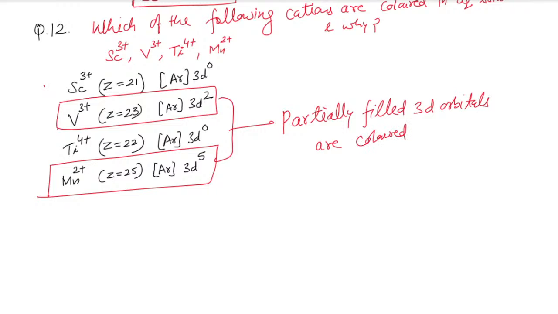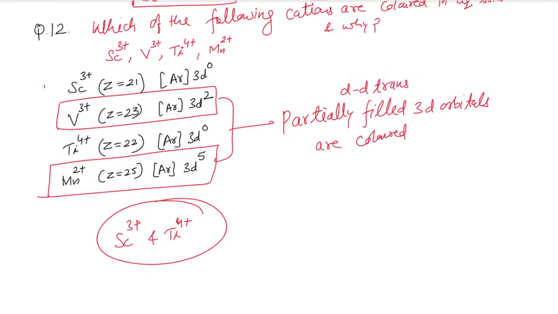But scandium 3+ and titanium 4+ have no d electron. That's why they are colorless. In the first case, d-d transition is possible, but here d-d transition is not possible.